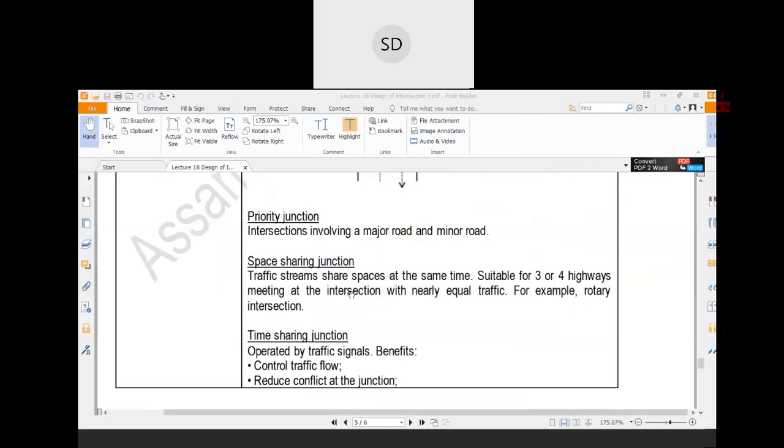Then space sharing junction. Space sharing junction means where at a particular place of the intersection, all the vehicles of different streams will share a particular place. This is called space sharing junction. For example, rotary intersection. So in the rotary intersection, like Naringi-Tinali, what happens? All the vehicles from the different traffic streams or different ways will meet at a particular rotary island and they will move around that intersection. This is called space sharing junction.